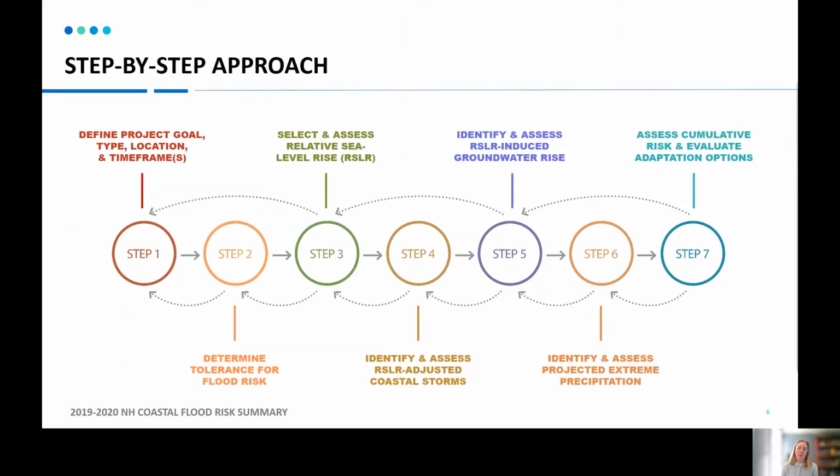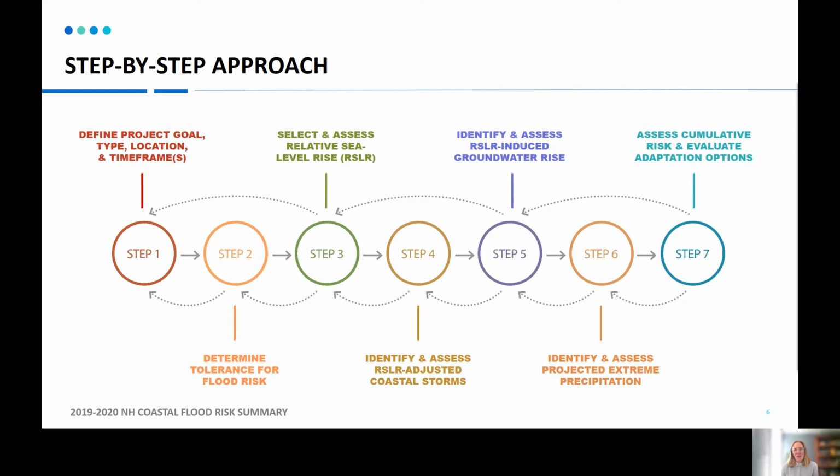The 7-step guidance process is depicted here on the slide, starting with step 1, which focuses on defining your project goal, your timeframes, your location, etc. Step 2 is where you select your tolerance for flood risk. I'll call that TFR from now on. Steps 3 through 6 are where you select your coastal flood risk values, from sea level rise to storms to groundwater rise to precipitation. And then you end with step 7, where you conduct a cumulative risk assessment and then you evaluate adaptation options.